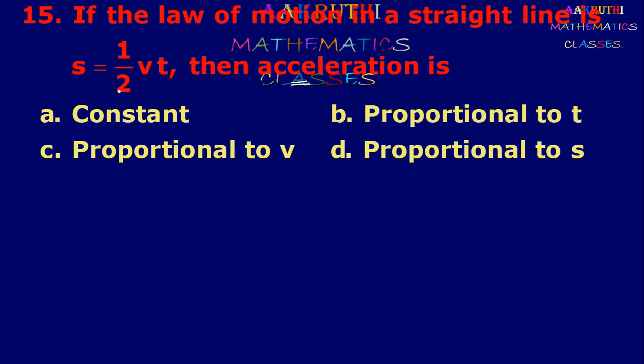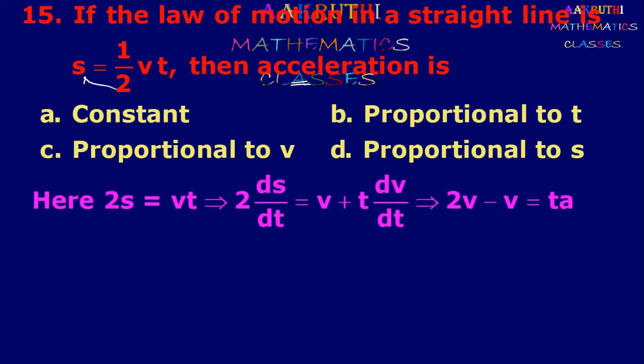So here it is given s equal to half vt. We can take 2 to the other side and write 2s equal to vt. So here we differentiate with respect to t. It is 2 into ds by dt equal to v into t. So you have to use the uv rule here. Differentiation of t is 1. So we get v into 1 plus t into dv by dt. So we get 2 into ds by dt equal to v into 1 plus t into dv by dt.